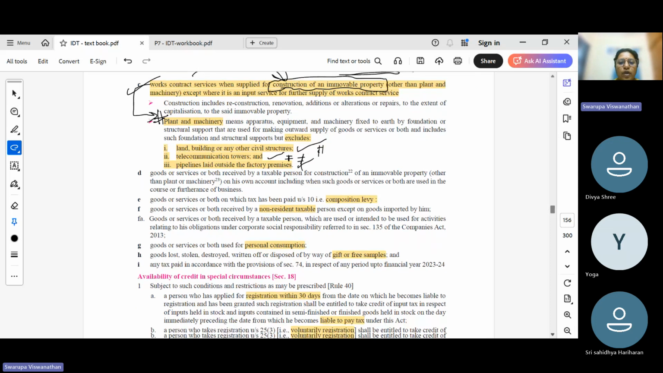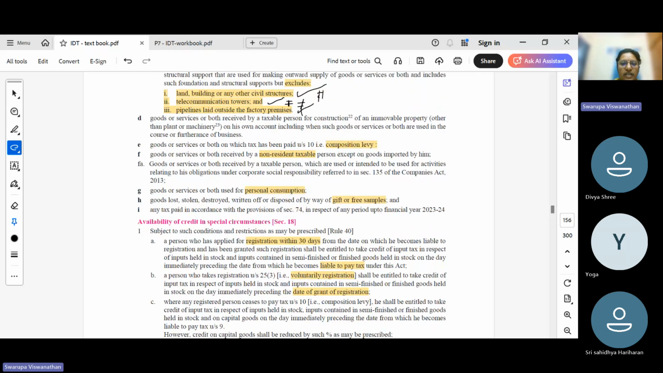Then credit is blocked for a composition dealer, credit is blocked for a non-resident taxable person, when goods are used for personal consumption, when goods are given off as gift, free sample, when the goods are stolen. As long as it is not used in furtherance of business, credit cannot be availed. So if it is given as gift, there is no consideration. ITC cannot be availed. When it is given by way of free samples, credit cannot be availed. When the goods are stolen, that means the goods are outside the business ambit. So credit cannot be availed.